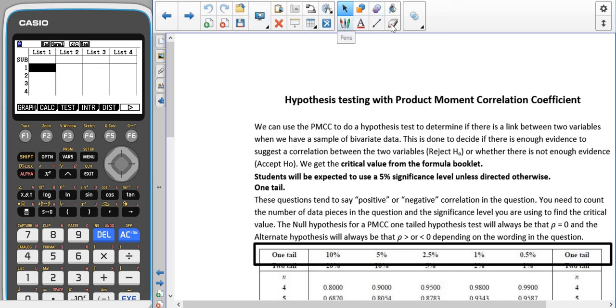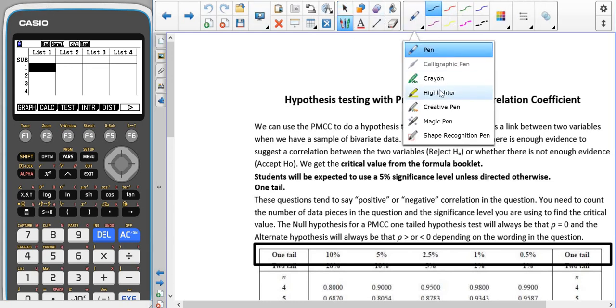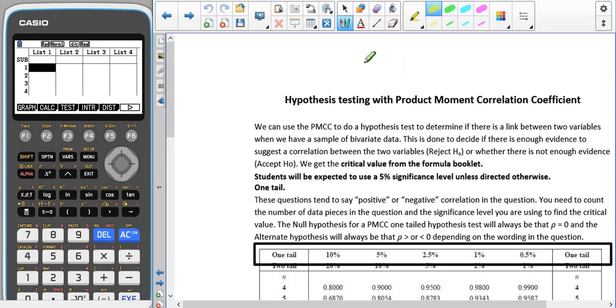So after having a look at how to calculate the PMCC value and what it actually stands for, we're now going to have a look at hypothesis testing with PMCC. Now we do a lot of hypothesis testing in A-level statistics, and in real life they do come up quite a lot, especially if you do a science-based subject. Hypothesis tests are used to show that we have actually found some evidence of something.